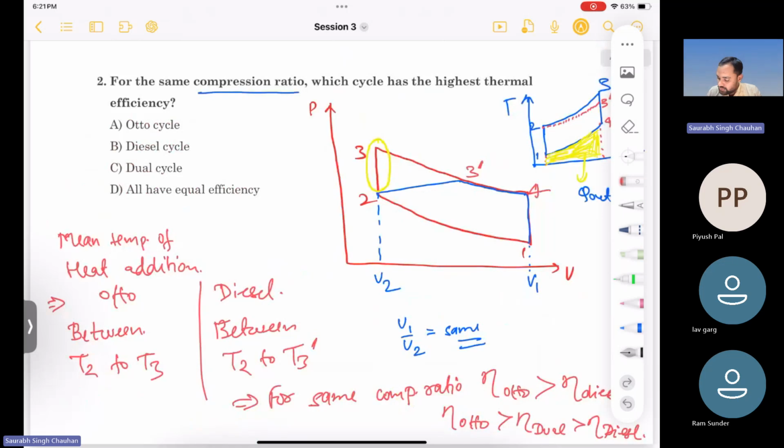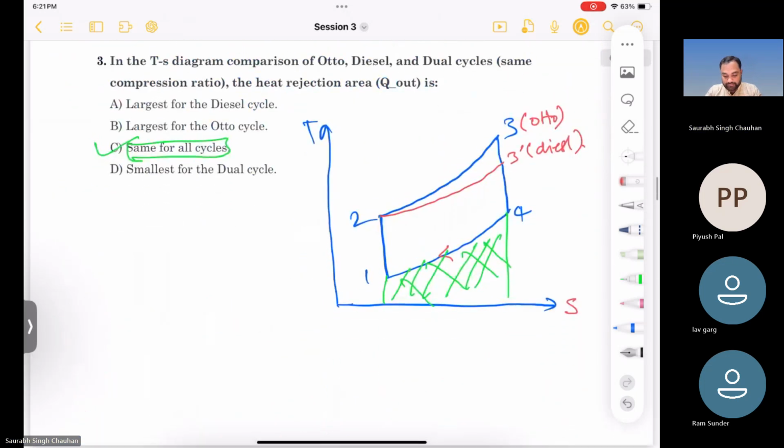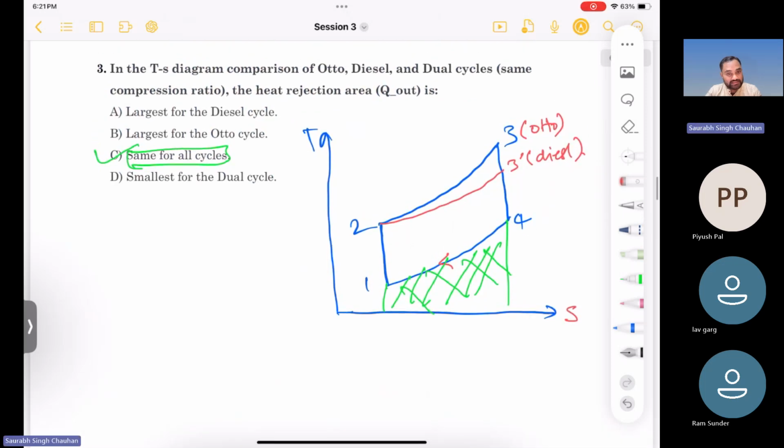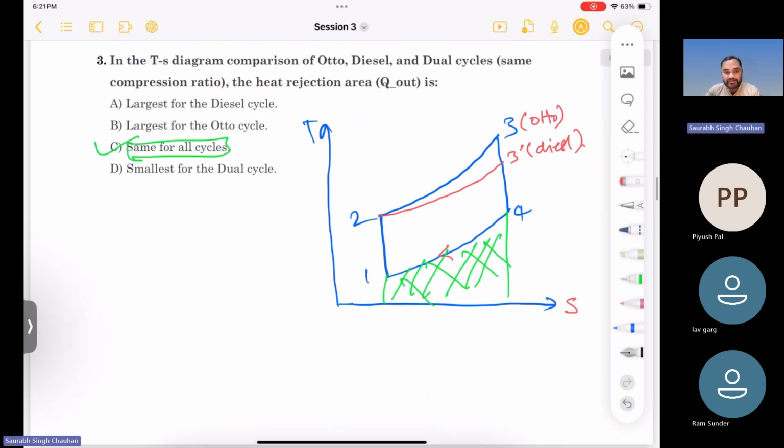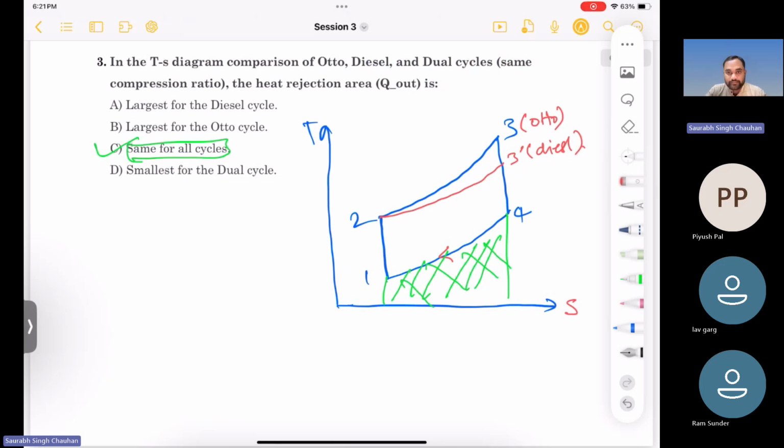And in question number 2, which cycle has the highest thermal efficiency for the same compression ratio? The answer is the Otto cycle. Heat rejection is the same, but heat addition is different. So for which cycle is heat addition maximum?